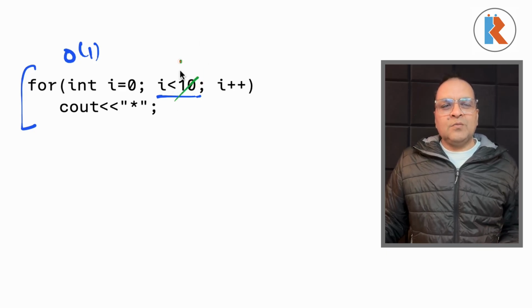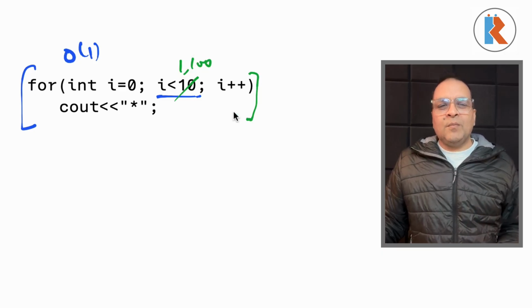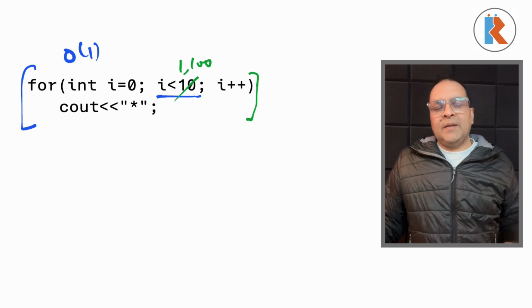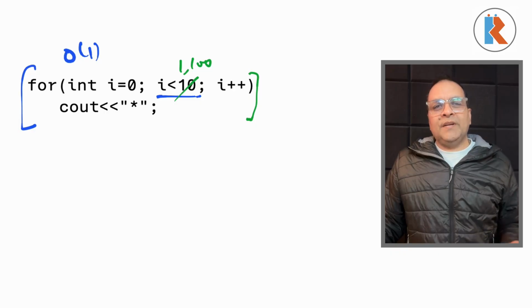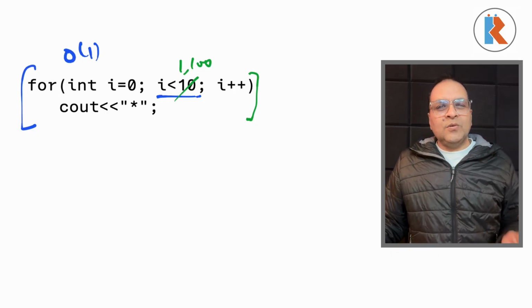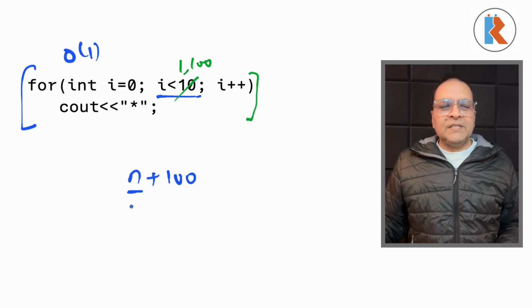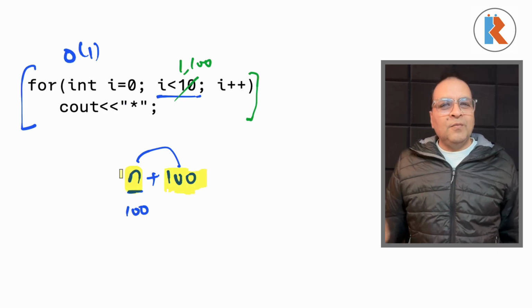Even if this constant is 1 or 100 or 1000 or 10,000 or 100,000, the time complexity will still be constant. Because by definition, the asymptotic time complexity is the time taken when the input size is very large, when n tends to infinity. So when n tends to infinity, then any constant plus n. So if I say n plus 100, if the value of n is 100, then 100 plus 100 will double. So adding 100 to a value which is also 100 will double the value.